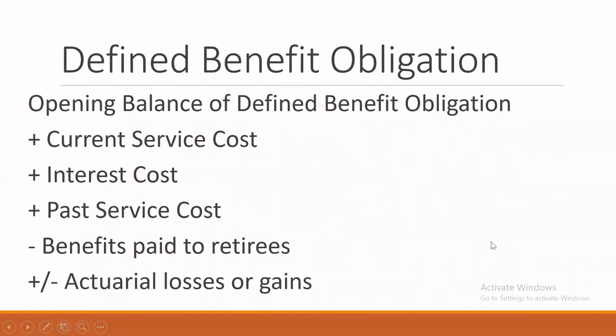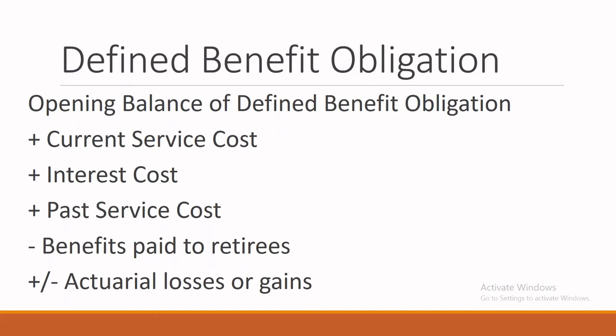Next is your defined benefit obligation. So your defined benefit obligation consists of, you start off with your opening balance of your liability. Okay, so your opening balance of your defined benefit obligation. You're going to add to that liability any current service costs. A current service cost is your actual pension costs related to the current year that you're in. So based on the current number of employees, their current salaries, the current years of service, what is the cost that would go into your pension account.